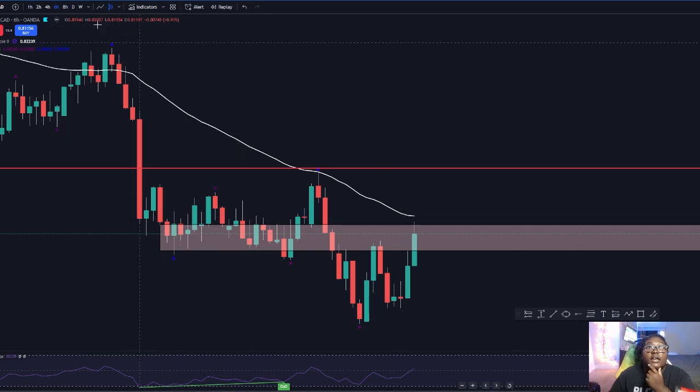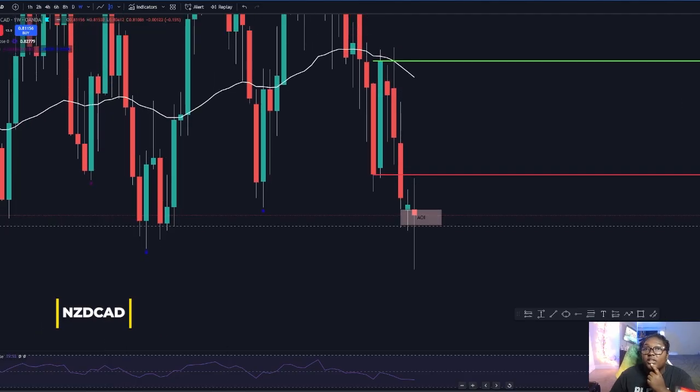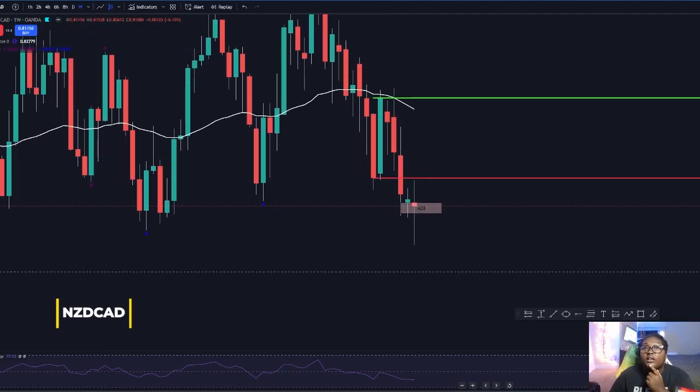So we got NZDCAD. Once again, we're gonna go to the weekly, and the weekly is bearish. We've broken structure down here, so the weekly is bearish.